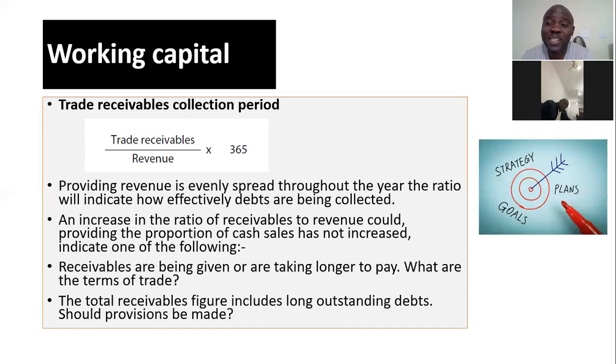The problem could be maybe there's an economic problem. As a country, you're facing an economic problem, so a lot of people have become very illiquid, and it's now becoming difficult for them to actually service their debts. That could be also another issue. So an increase in the ratio of receivables to revenue, provided the proportion of cash sales has not increased, could indicate one of the following: receivables have been given or are taking longer to pay. What are the terms of trade? Why are they taking longer to pay? So there could be a lot of issues why they're taking longer to pay.